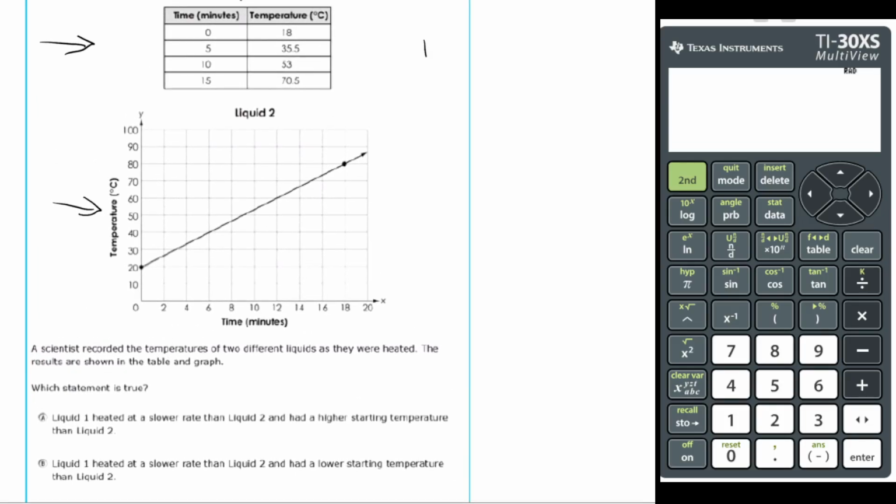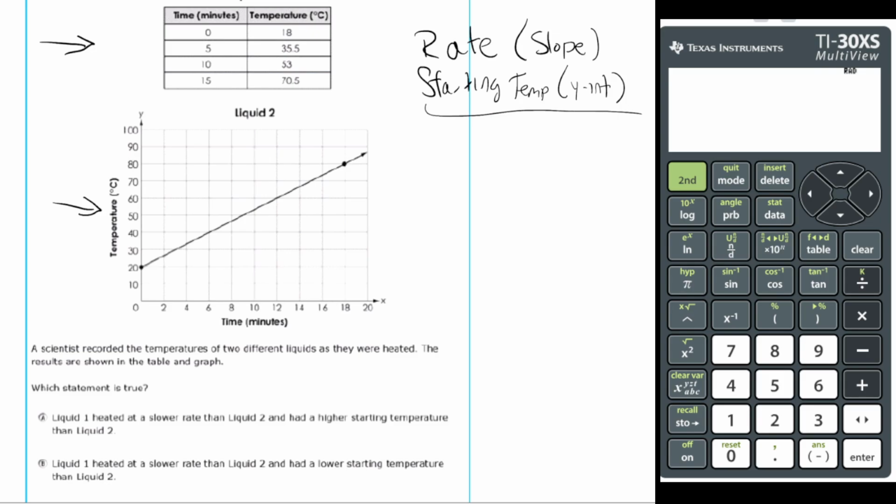So we're looking at two things. We're looking at rate, which is also known as slope, and we're looking at starting temp, which is also known as your y-intercept. Okay? The easier thing to assess here, right at the start, is the starting temperature, because that's when your time is 0, hence the term starting.